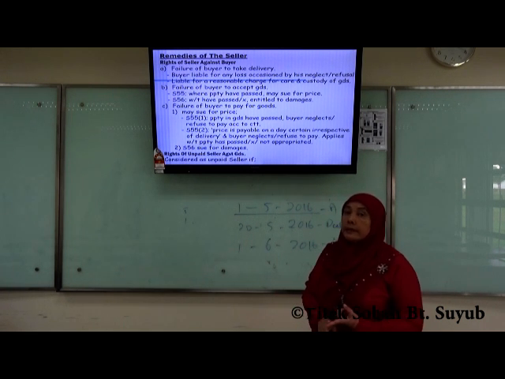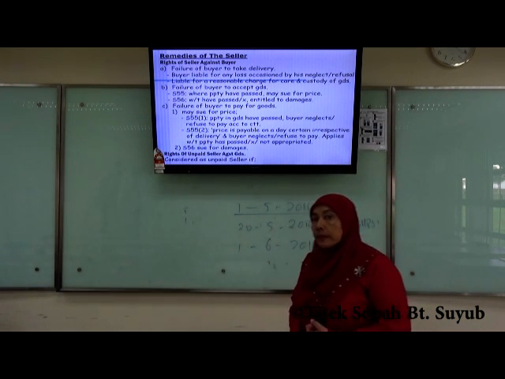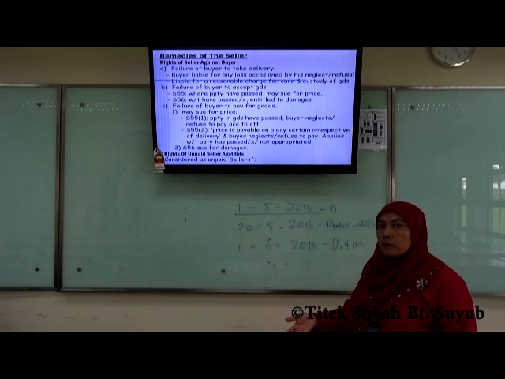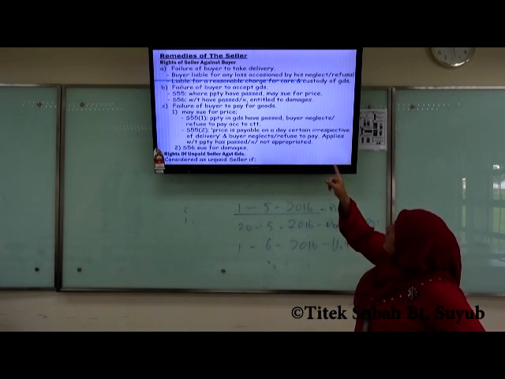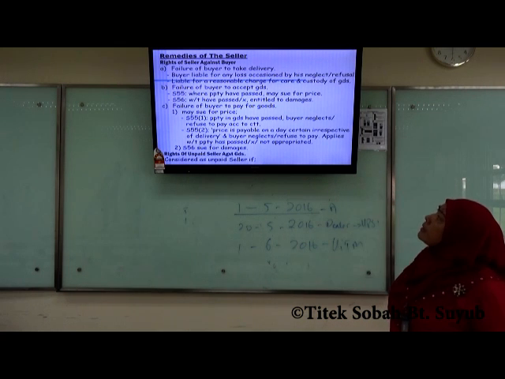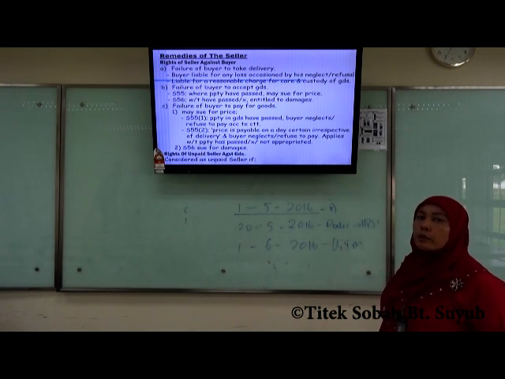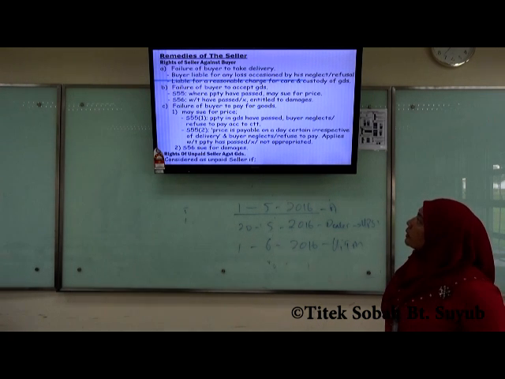So of course the seller needs to incur expenses, right, in taking care of these goods. And because of that, the seller can claim what? The seller can claim reasonable charges for taking care of the said goods and also custody of the said goods.